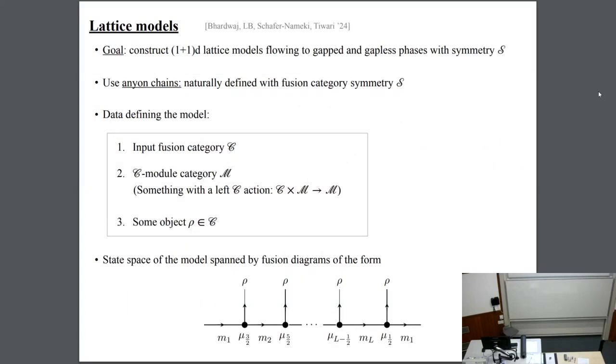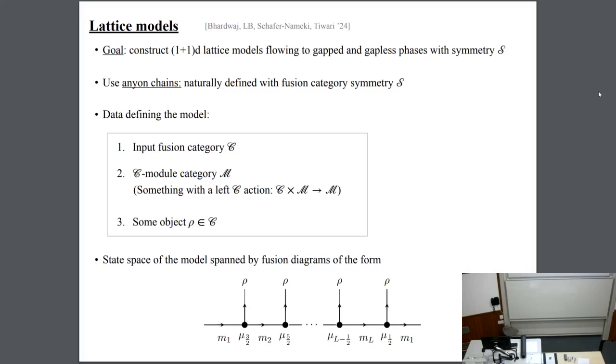Okay, now in the remaining time I will briefly mention lattice models. The idea is that we want to construct lattice models that provide concrete UV models that flow to these gapped and gapless phases that we discussed using the SymTFT. To do that, it's very natural to use anyon chains, because anyon chains are naturally defined with the action of a fusion category symmetry. So the data that defines the model will be an input fusion category C, that in general is something different from the symmetry I want.